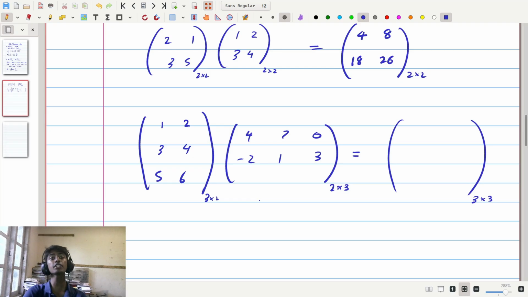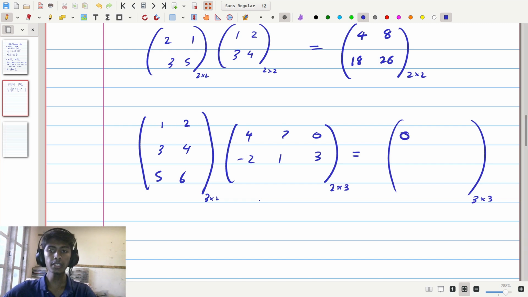Now, considering this matrix for the first element, we have i equals 1, j equals 1, which means we're going along the first row in the first matrix and the first column in the second matrix, which is going to be this row here and this column here. Now, if we add the terms together, the first term is going to be 1 times 4, which is 4, and the second is going to be 2 times negative 2, which is negative 4. So therefore we have 4 and a negative 4 added together, that's 0, and therefore the first element here is 0.